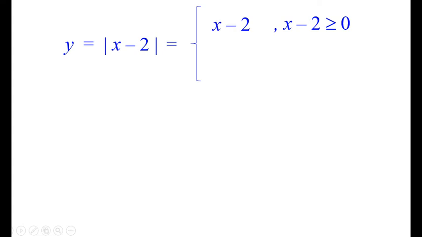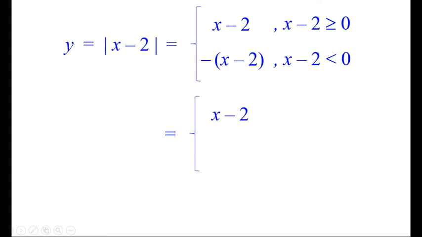The other case is if what's inside the modulus signs is negative. So if x minus 2 results in a negative value, well then we know that we're going to need to reverse its sign, so we're going to need to multiply it by -1. And so this is the hybrid function.